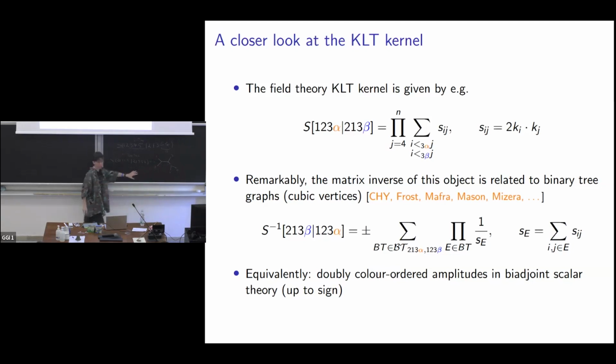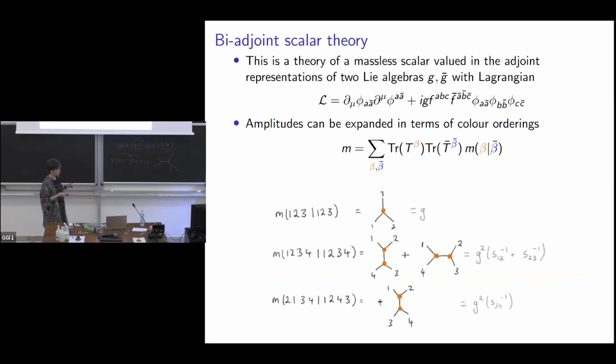This is the Feynman diagram that corresponds to this color ordering. And these are actually the amplitudes in bi-adjoint scalar theory, which has basically only cubic vertices. Yeah, that's how I'm going to treat it. Okay.